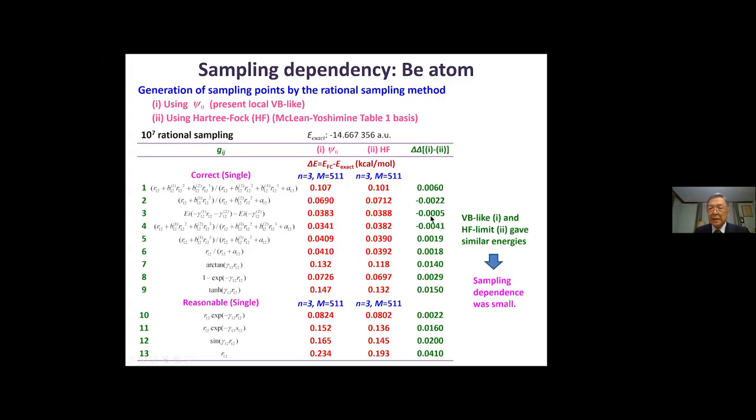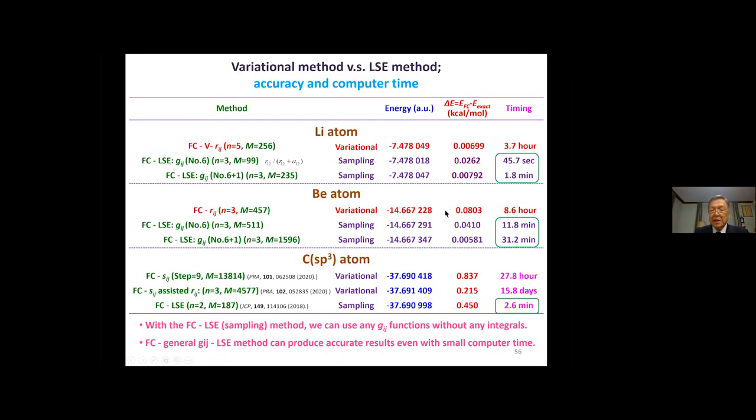And this is the difference. So the difference is very small. So this shows sampling dependence is small. And the energy, we compare variational energy and sampling energy, they compare nicely, okay? And beryllium, okay, again nicely. Carbon, sp3, again nicely. In such a way it is more efficient, but the energy is correct anyway.